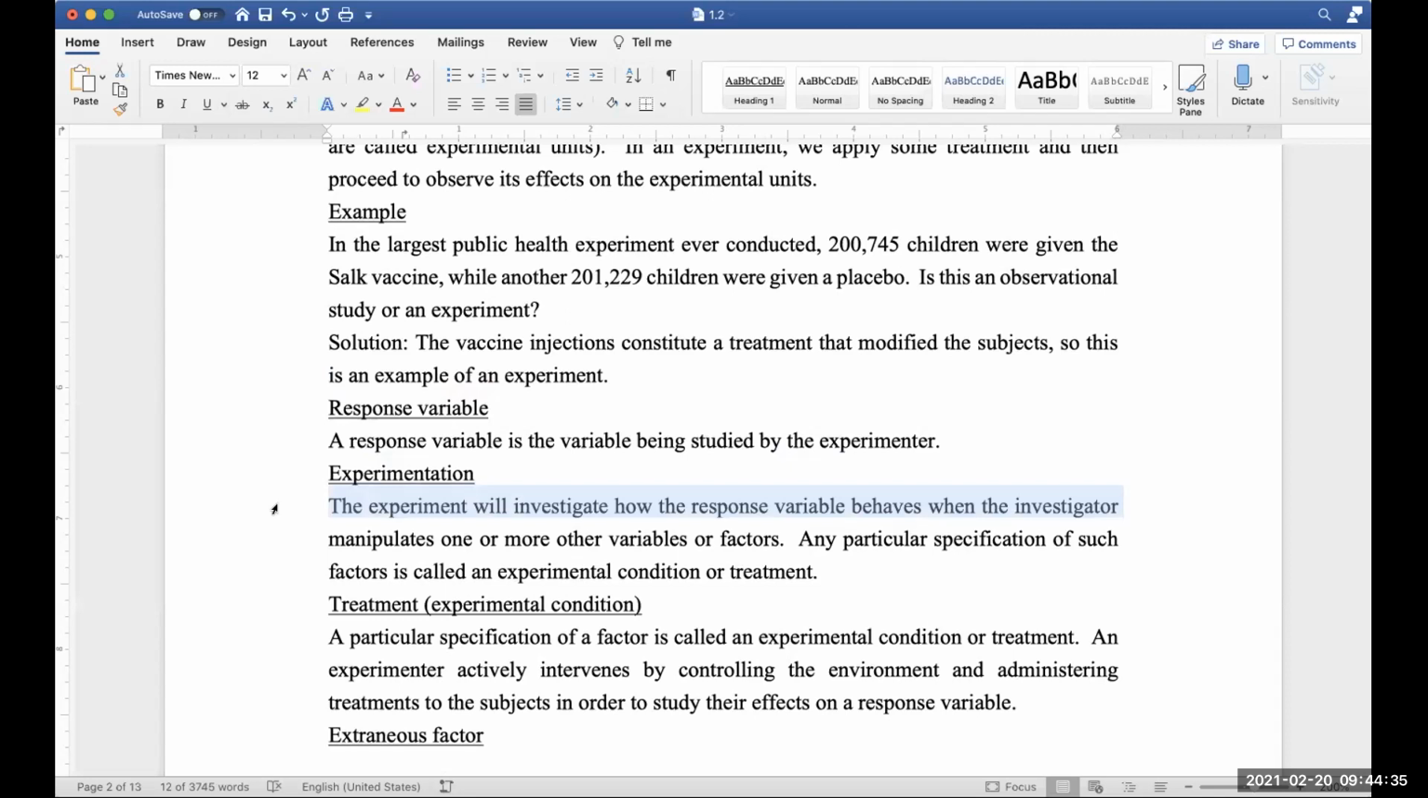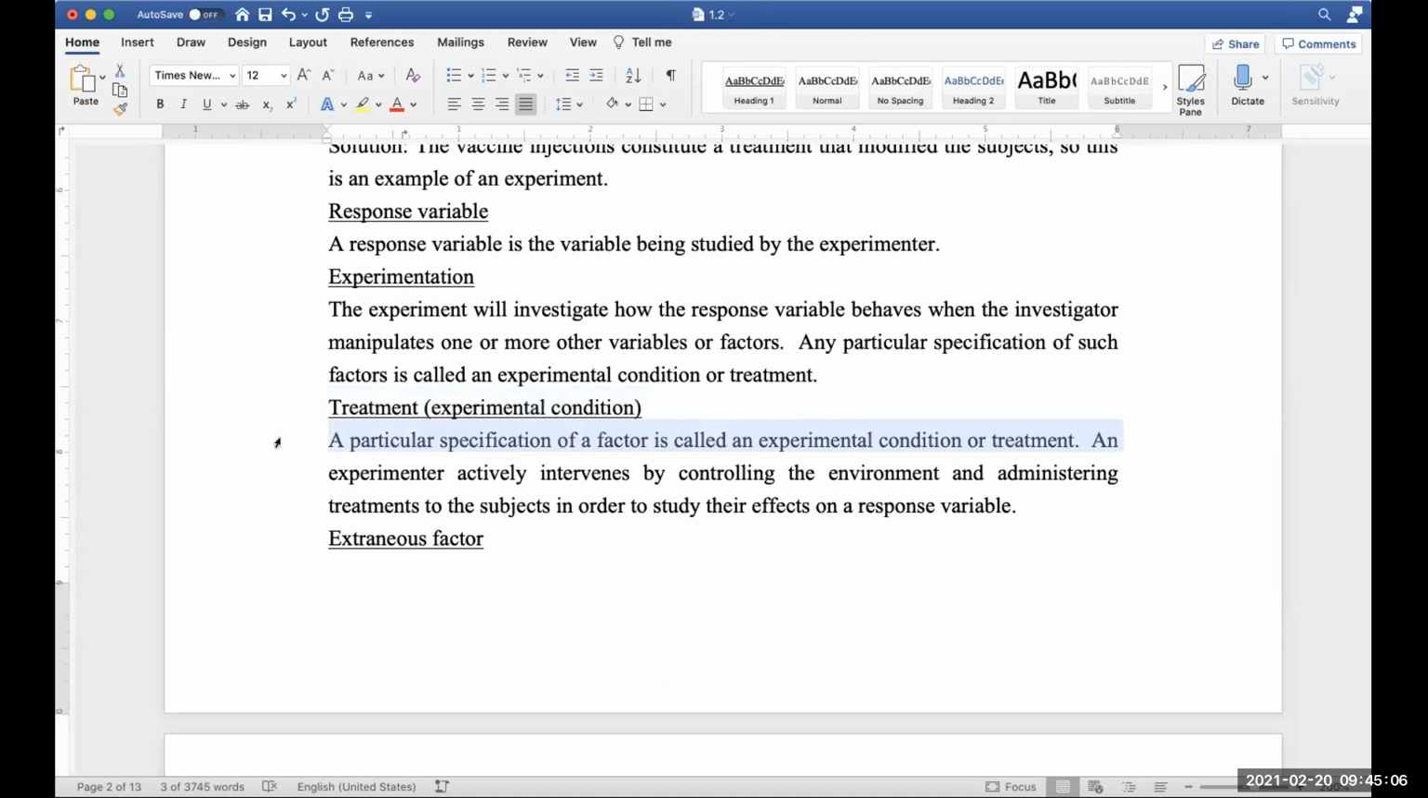An experiment investigates how the response variable behaves when the investigator manipulates one or more factors. Any particular specification of such factors is called an experimental condition or a treatment. An experimenter actively intervenes by controlling the environment and administering treatments to subjects in order to study their effects on the response variable.